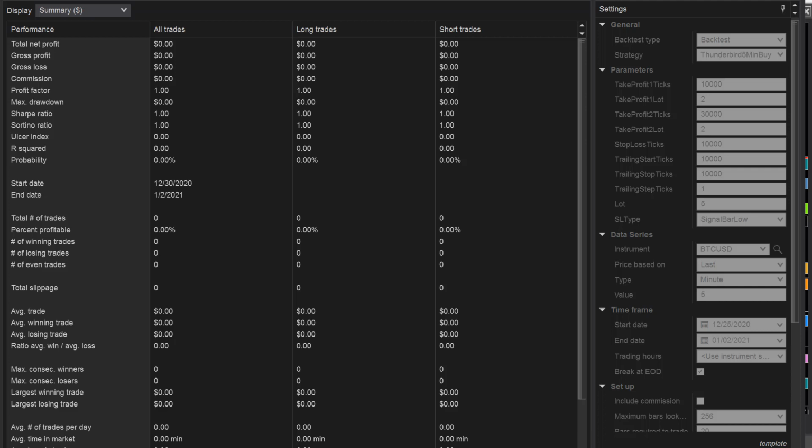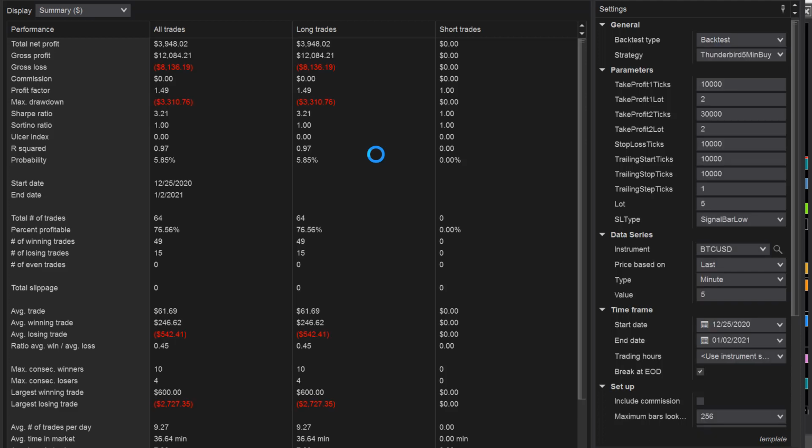Taking a while to calculate all that stuff. Oh, there's a nice return there. All right, so $3,948 gross profits. Let's take a look here. That's pretty nice. It's pretty good. Average trade, when you think about Bitcoin, it doesn't seem like a big gain here, but the average winning trade, $264.